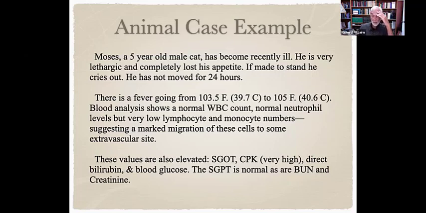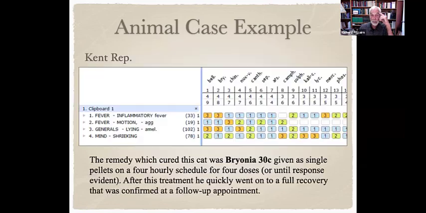Okay, so basically what we have is some kind of a condition resulting in an inflammatory fever. And we don't know for sure the cause of it. We were thinking maybe it was an abscess, maybe a bite or something. So here's an analysis then of the symptoms based on Kent's repertory.